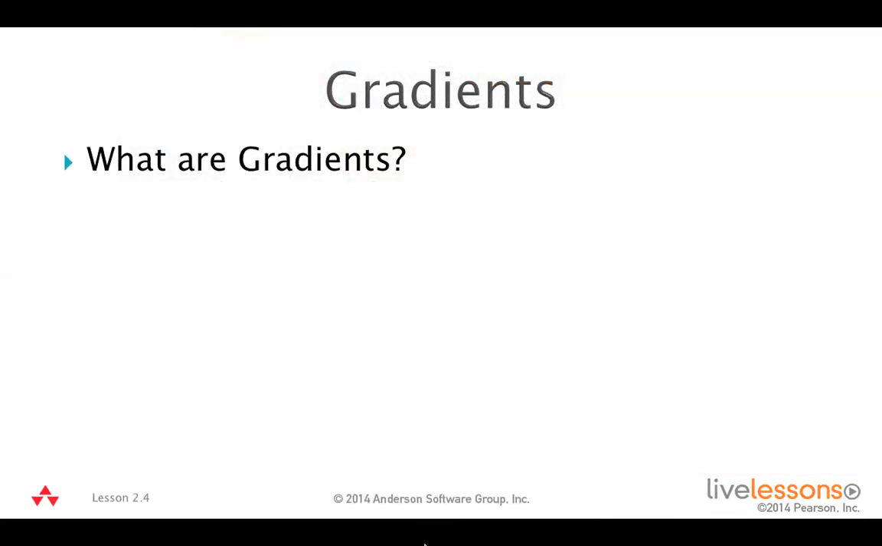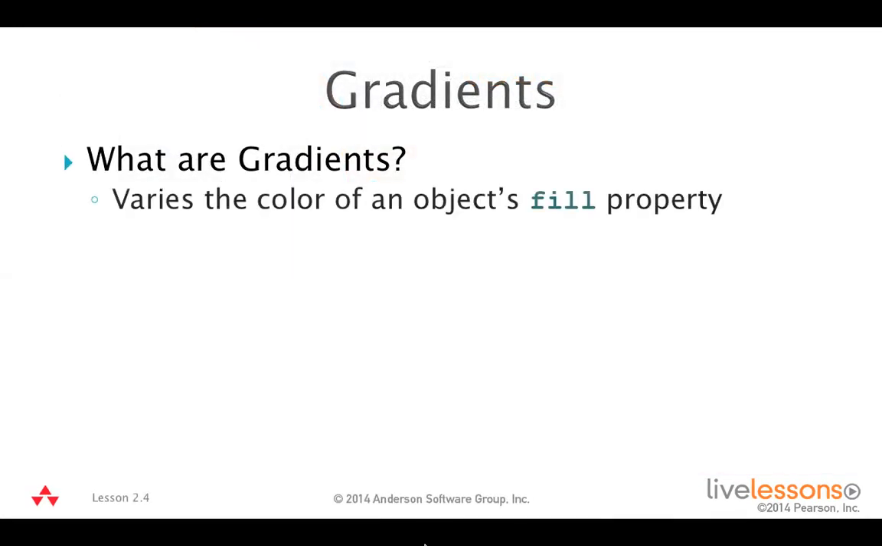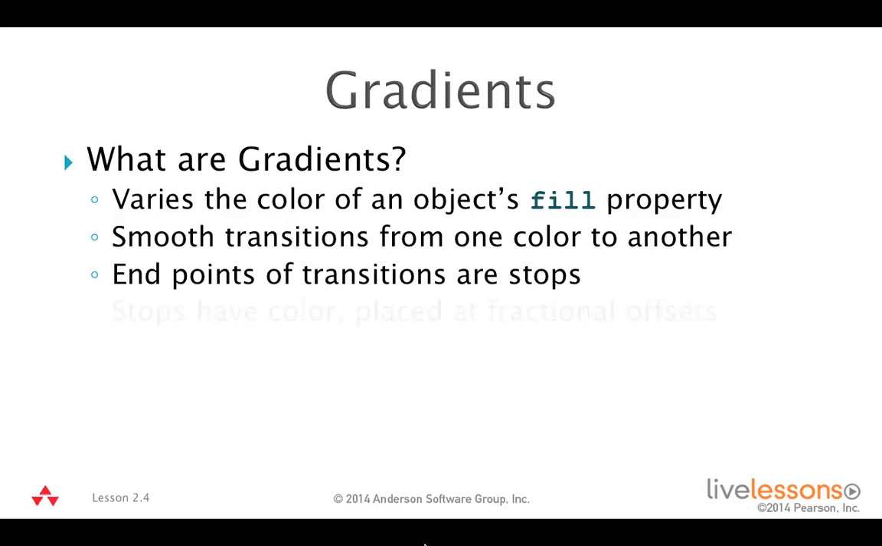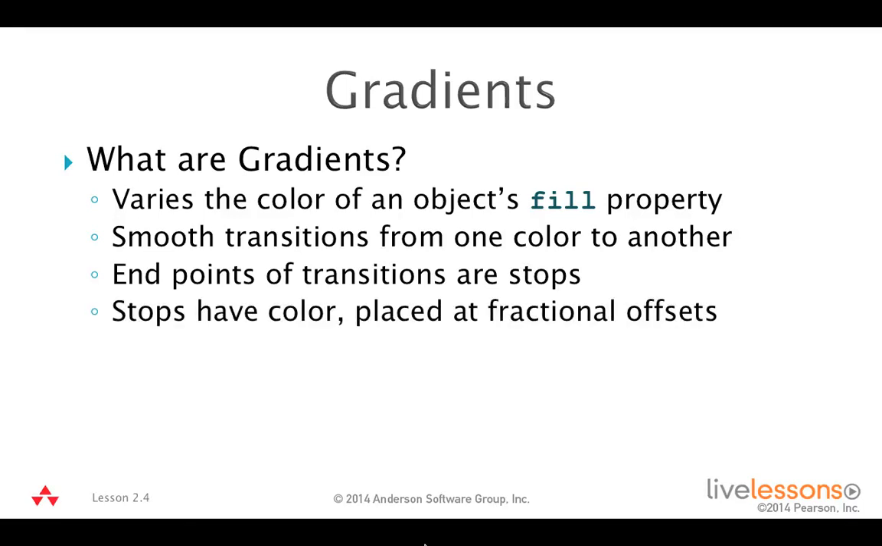So what are gradients? Gradients lend a depth to surfaces and backgrounds by gradually varying the color of an object's fill property. A gradient is a smooth transition from one color to another, and the endpoints of these transitions are called stops. Stops are placed at fractional offsets between 0 and 1 and later scaled to fit into the areas chosen for the gradient. Stops also have color and offset attributes.